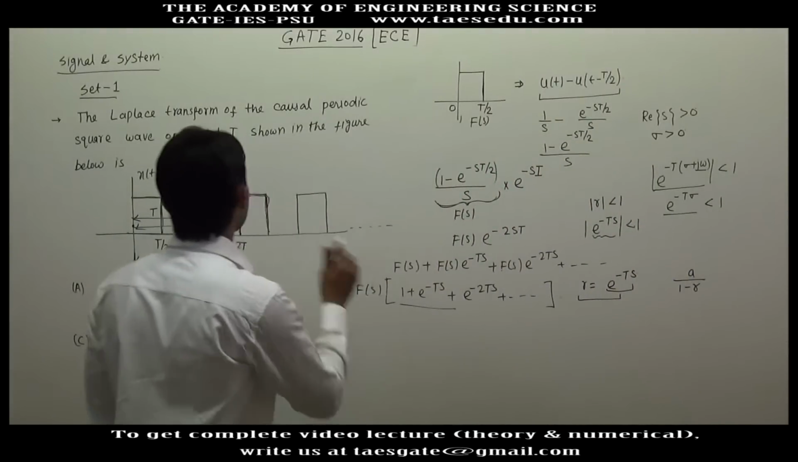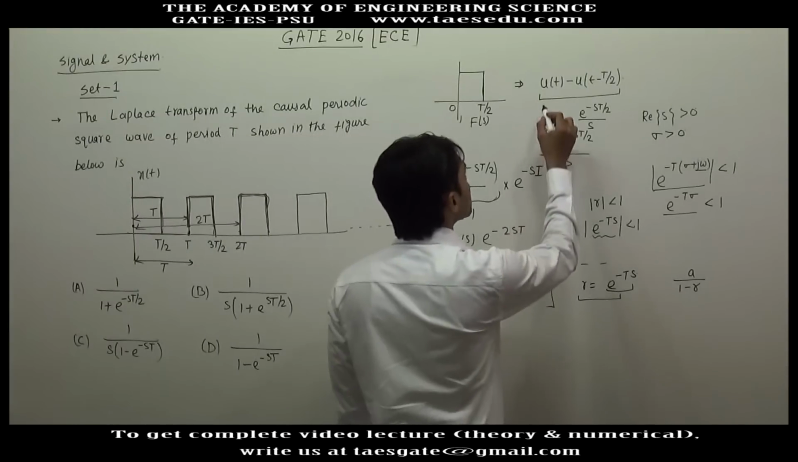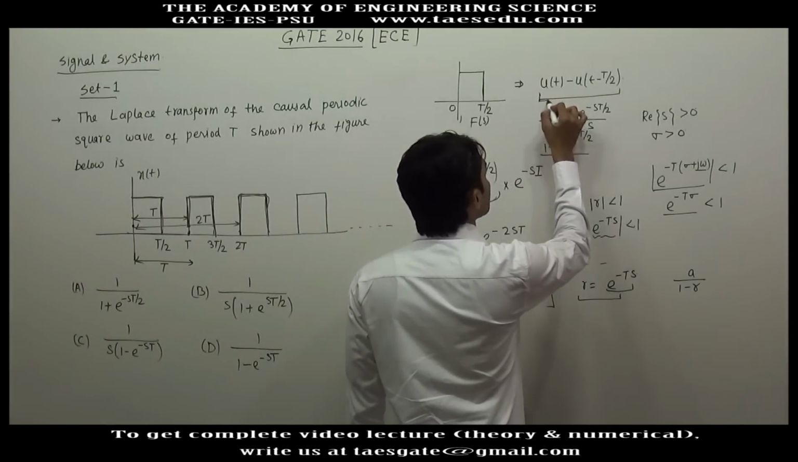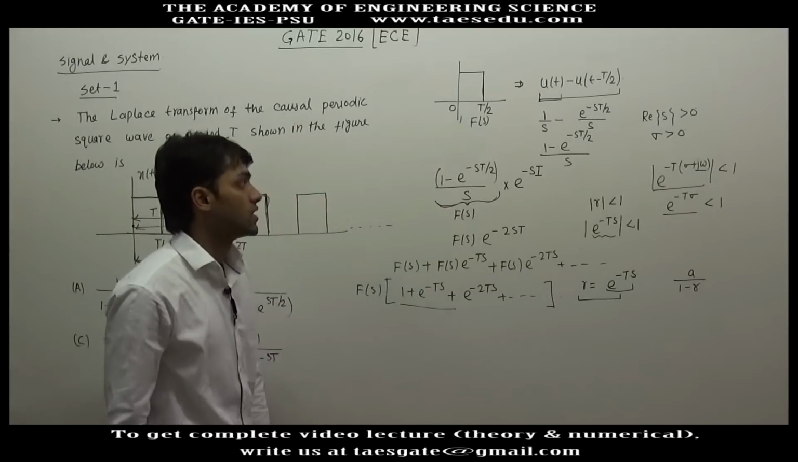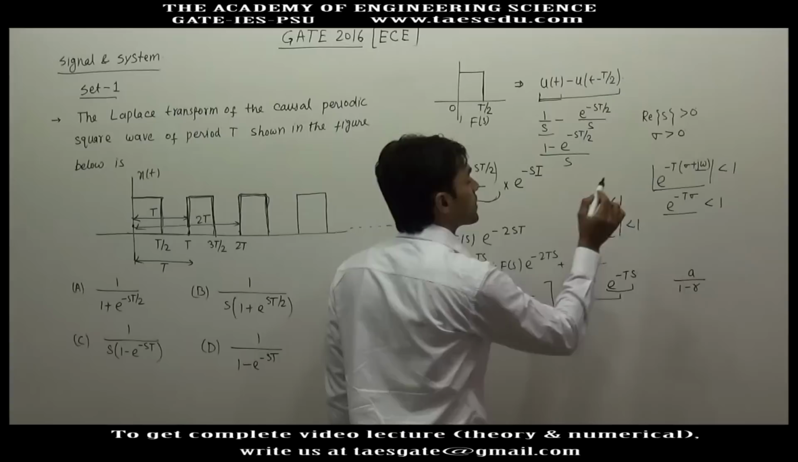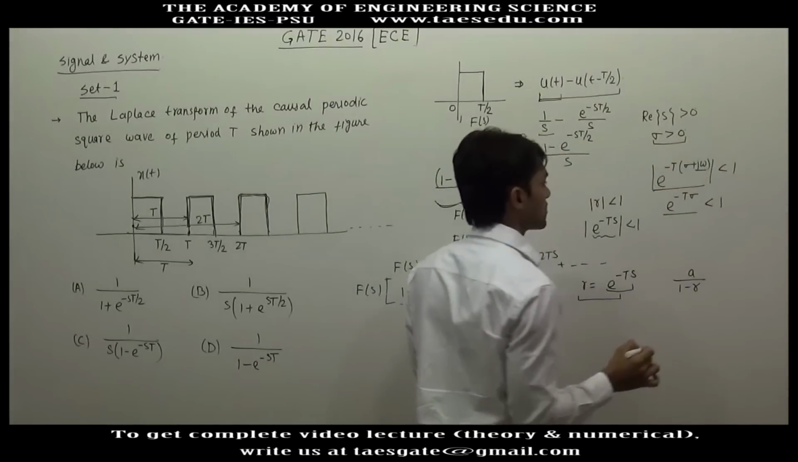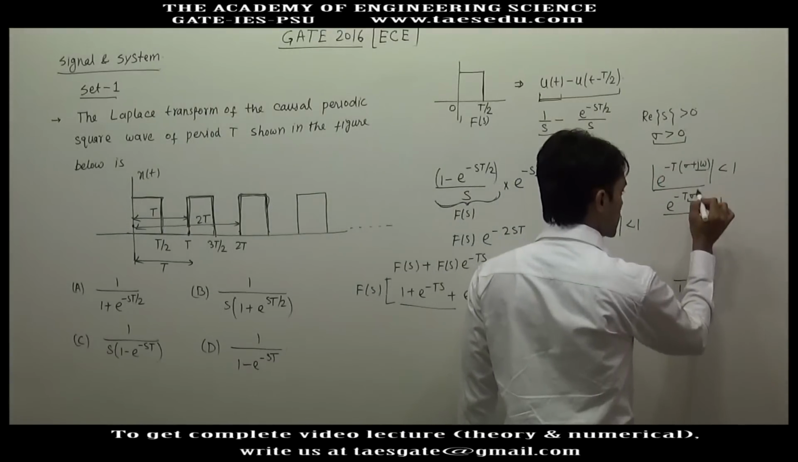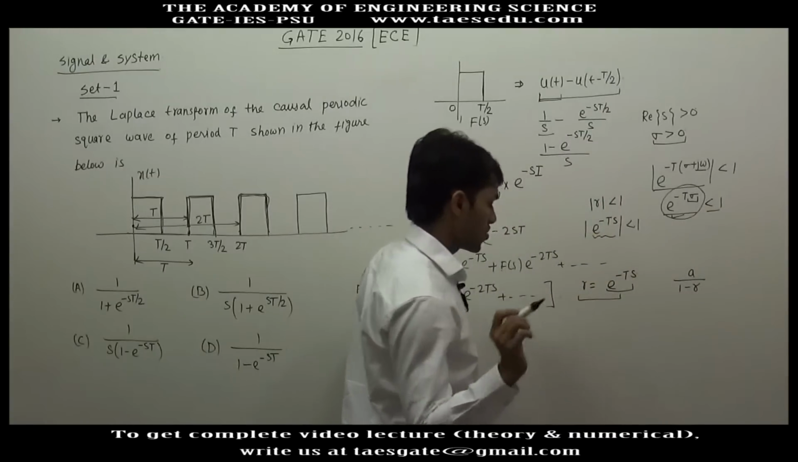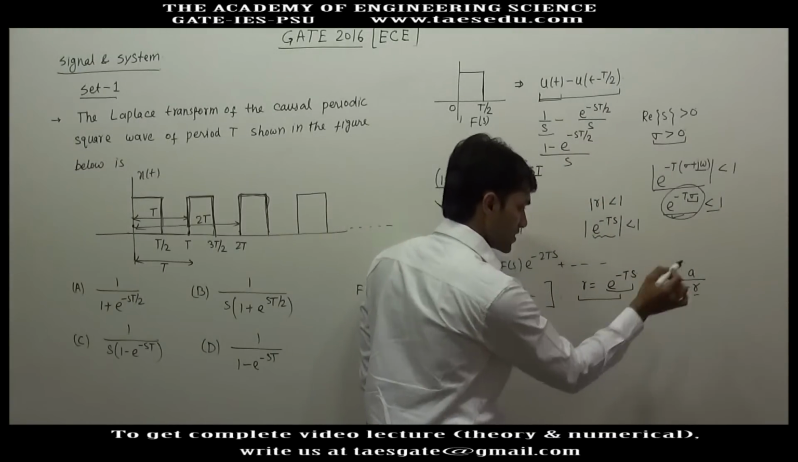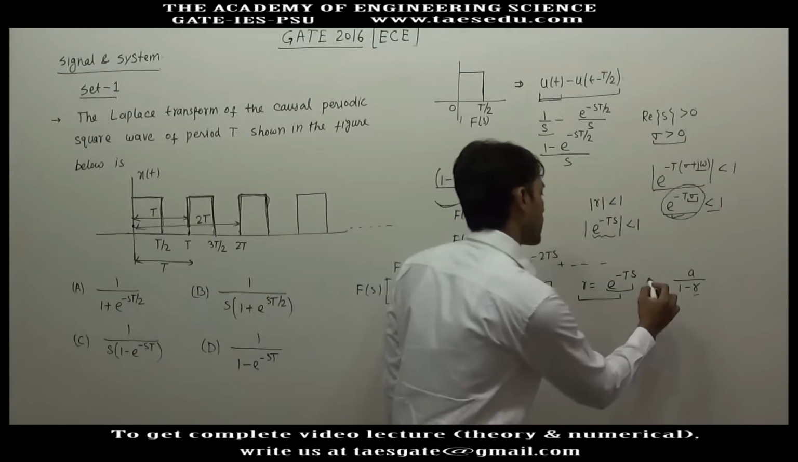And since this signal is causal, while getting the Laplace of u(t), 1 upon s, the condition is that sigma has to be greater than 0. So if sigma is greater than 0, this quantity will be less than 1. So our condition on r has been satisfied, and we can use this formula.